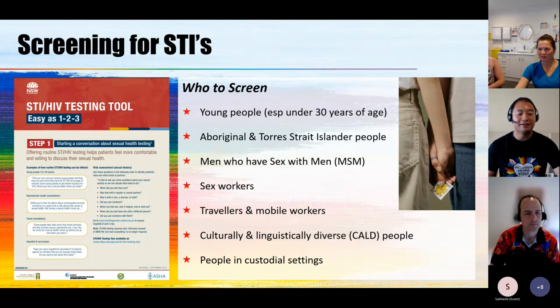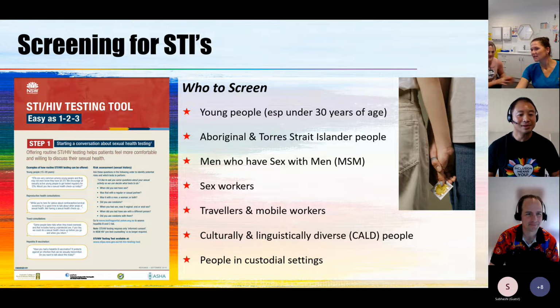So for STI screening, I can't stress how great this tool is on the side here. If you want to jump online and download the STI HIV prevention tool, this is absolutely gold. If you have not already got it in your little file of goodies, make sure you do get it. Who do we screen?